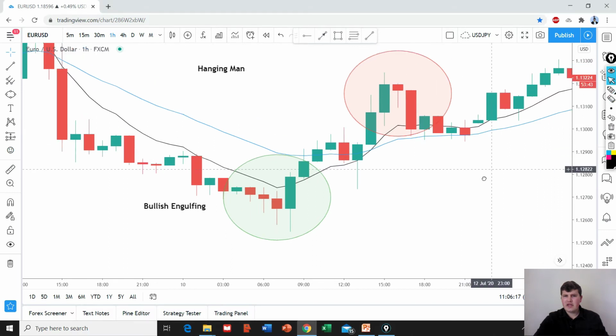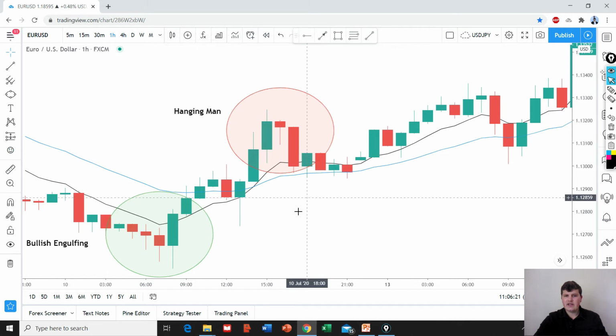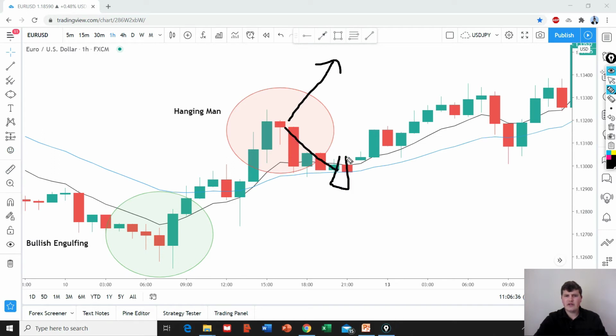One more candlestick pattern to take note of is the hanging man candlestick, and it's just like a hammer, but instead, where a hammer is a continuation pattern higher, a hanging man signals a price reduction or a decrease in price over the next few candles.